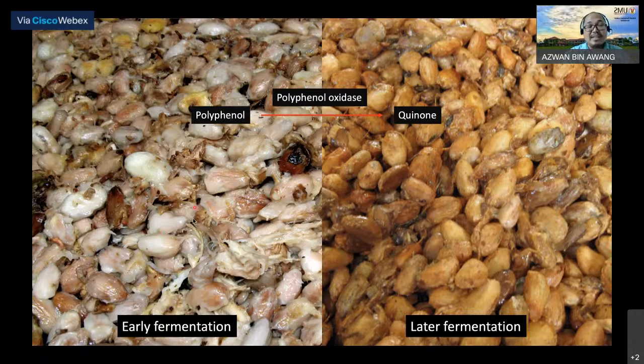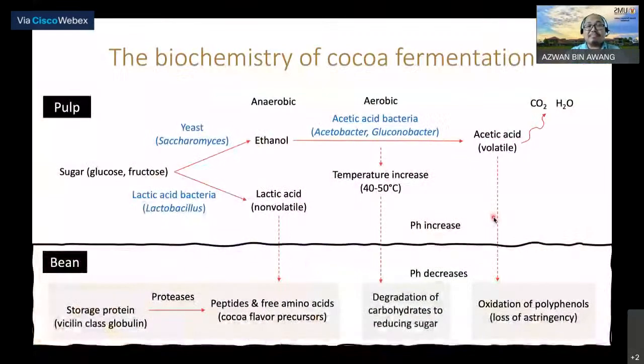Early fermentation is a bit whitish, but when the fermentation finishes, polyphenol will be converted into quinone by the activity of polyphenol oxidase. It becomes brownish here. You can see it starts to have the color of cocoa. So there's lots of biochemistry in cocoa fermentation. First, the sugar. Remember, fermentation only happens in the pulp, not the beans. So fermentation starts in the pulp.